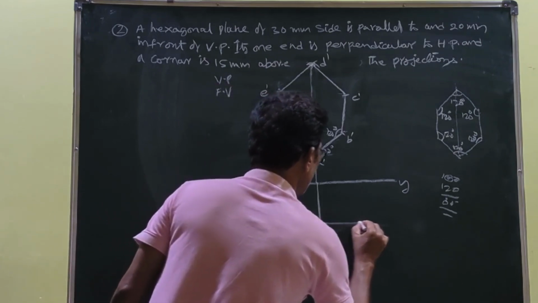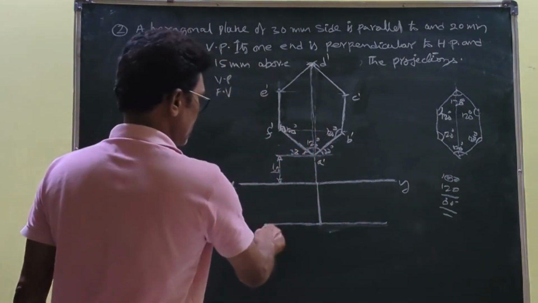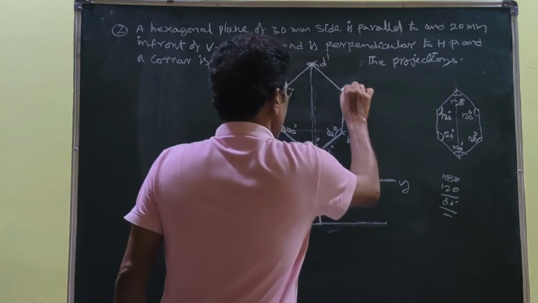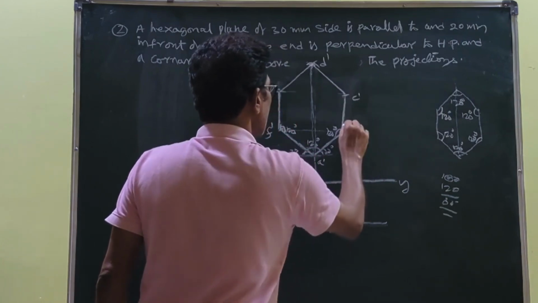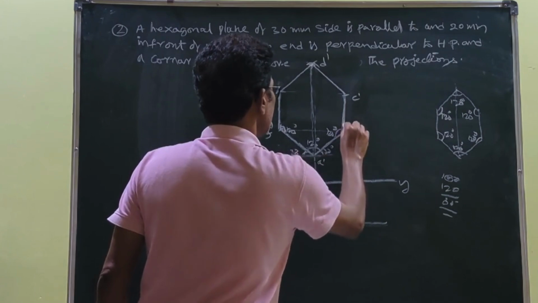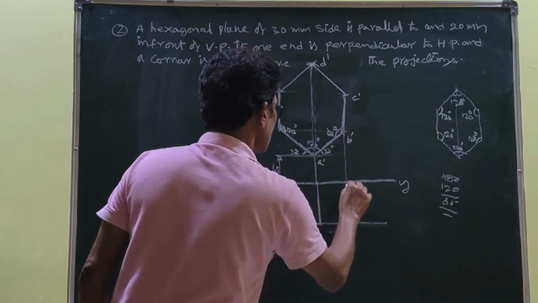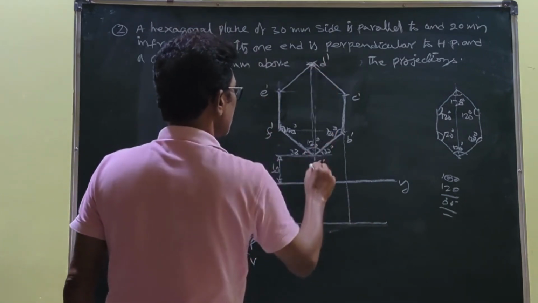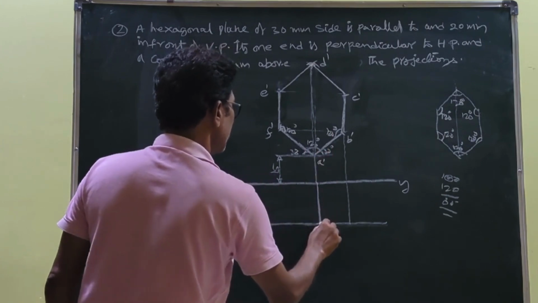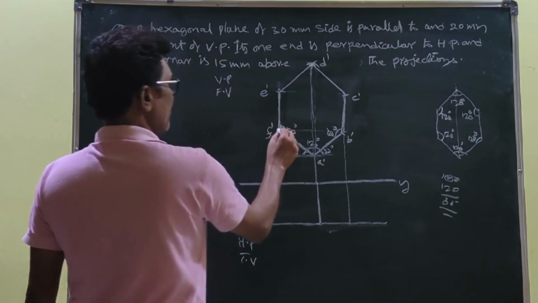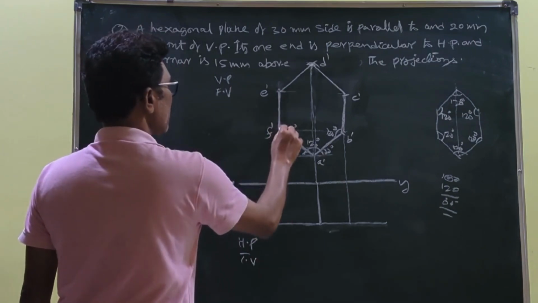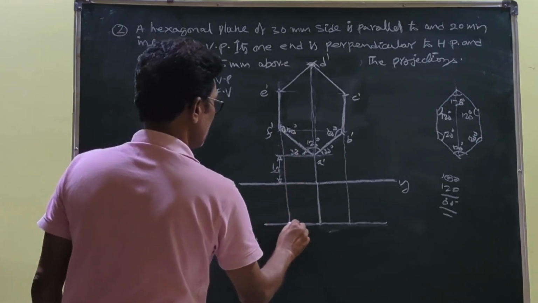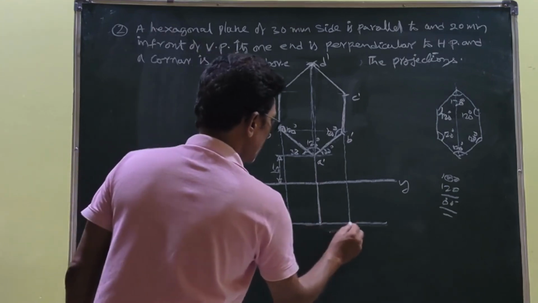Once you draw that line parallel to XY, you simply draw the projectors. B dash, C dash, they are passing through the same line. You draw a projector. At the same time, A dash, D dash, they are also passing through the same line. This is also extended already here. Here, F dash, E dash, they are also passing through the same line. You draw a projector. Once you got this one, this is the top view.